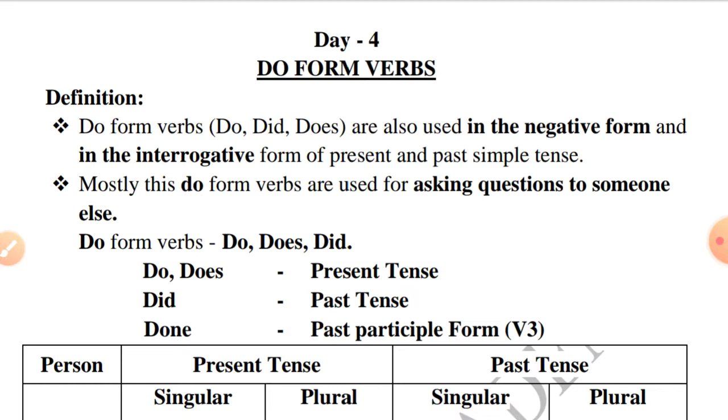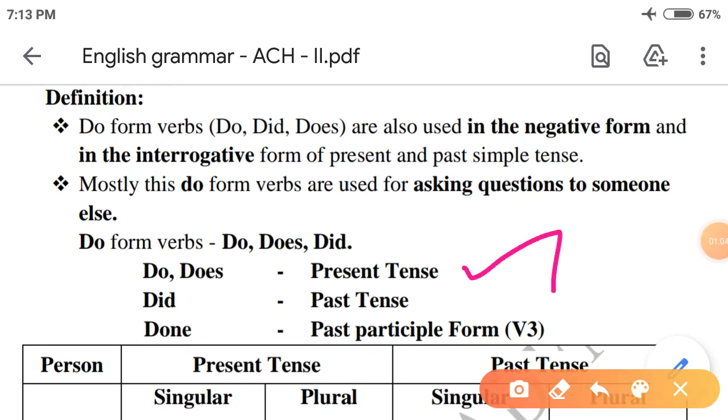Helping verbs are also known as auxiliary verbs, which are added to other verbs in order to give different negative meanings, when we are using the different tenses, and to frame the questions. So these helping verbs are supporting. In do form verbs there are three forms: do, did, does. Do and does are used for present tense, did is used for past tense, done is for past participle, and one more is there, doing.